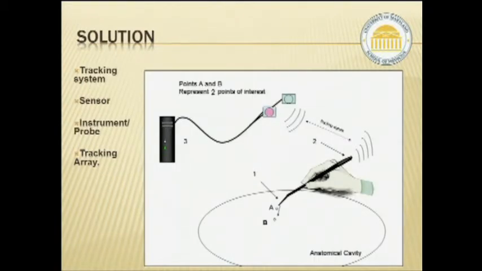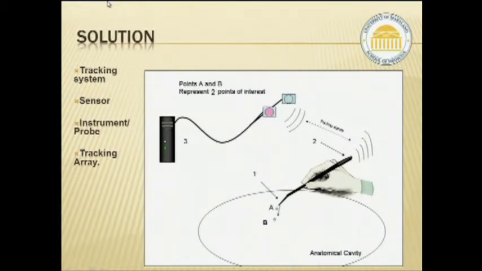So our solution is actually kind of simple. We looked to take basic technologies off the shelf and incorporate them into a system that we've moved to patent. It consists of 4 basic parts: a tracking system, a sensor, an instrument probe, and a tracking array. Essentially, you have your computer connected to 2 sensors. The sensors can detect where the probe is in space.